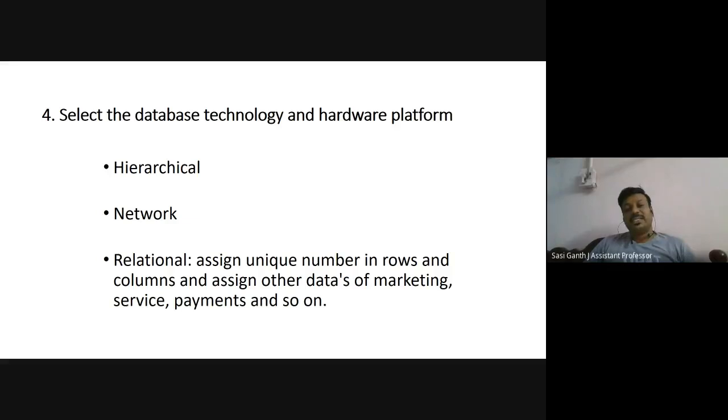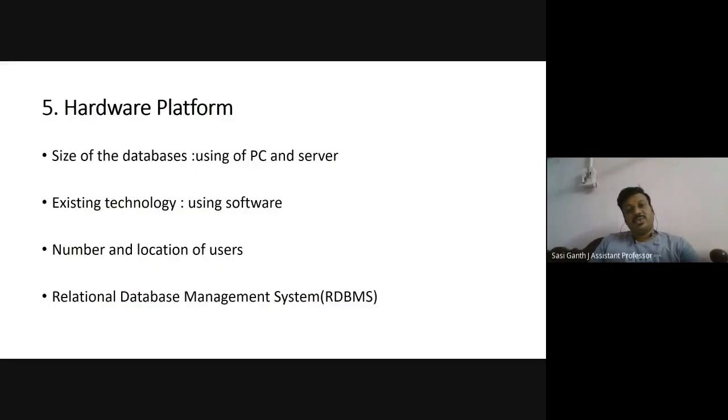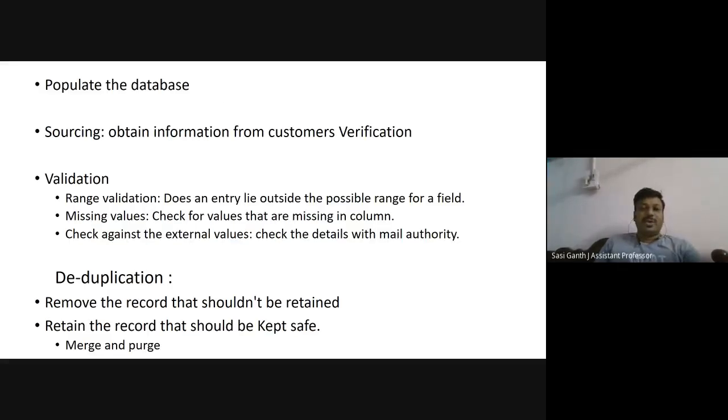Relational databases assign unique numbers in rows and columns and assign other data of marketing, service, payments, and so on. Hardware platform: size of databases, using of PC and server. Your existing technology will be there with the software in use, the number and location of users, and relational database systems, RDBMS. Populate the database, sourcing: obtain your information from customers, verification, validation, and deduplication.